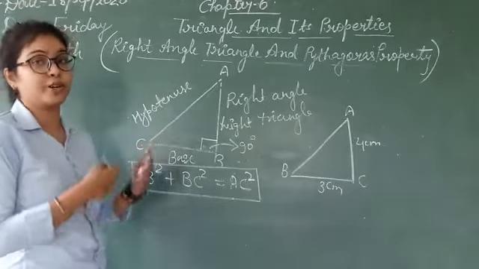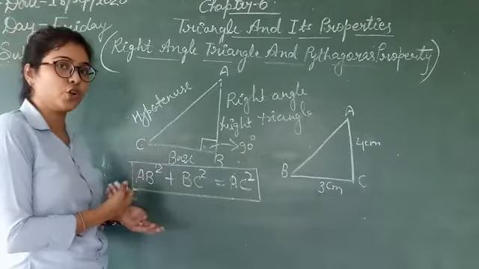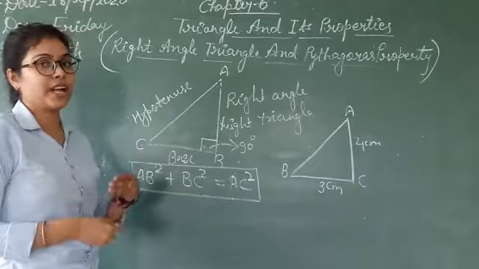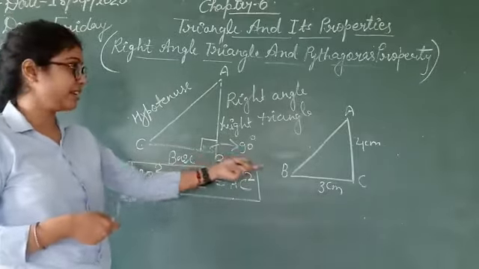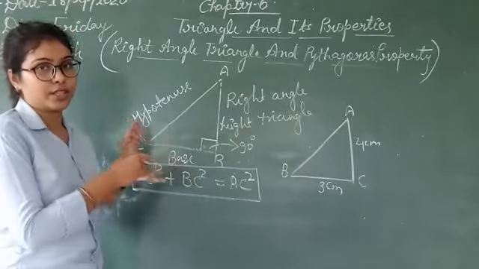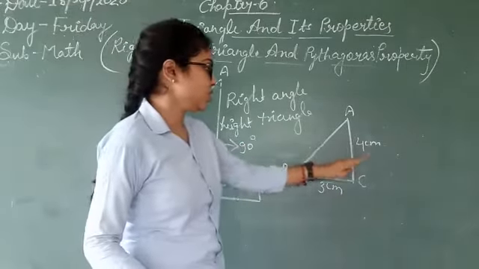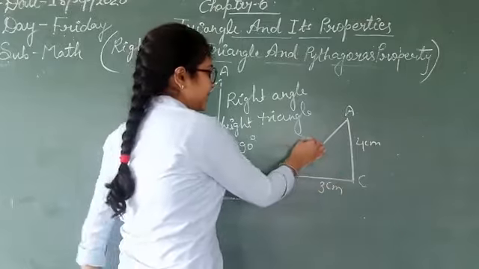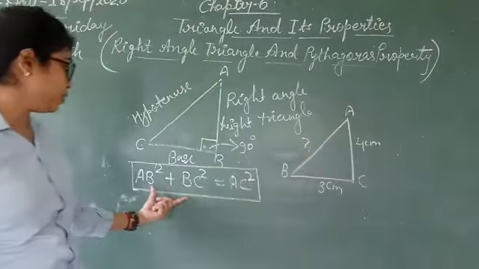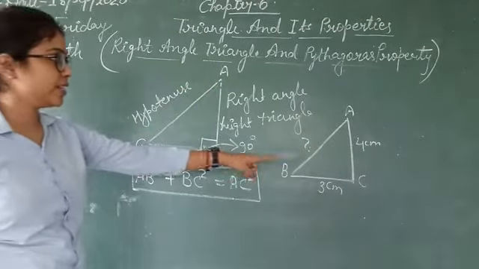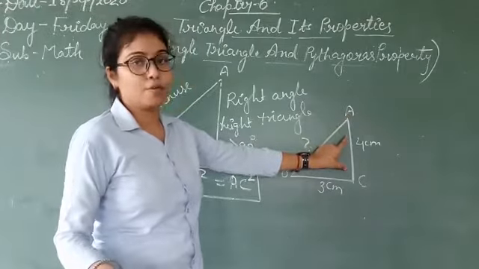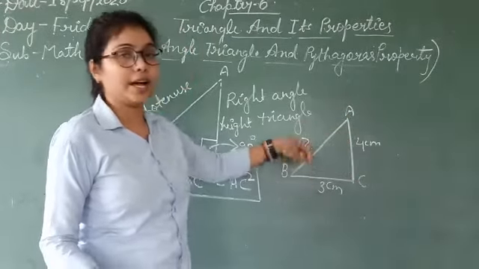We use this in geometry also, we use this in trigonometry also. When you study trigonometry in higher classes, you will understand what the use of Pythagoras theorem is there. There, two sides are given and you have to find the third side. So what is this theorem? Hypotenuse square is equal to the sum of the base square and height square.